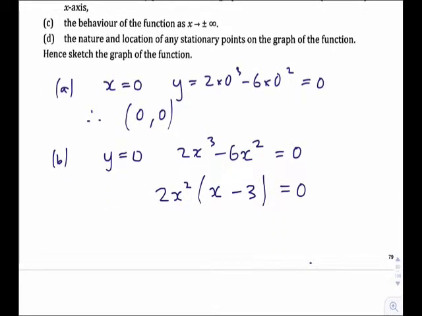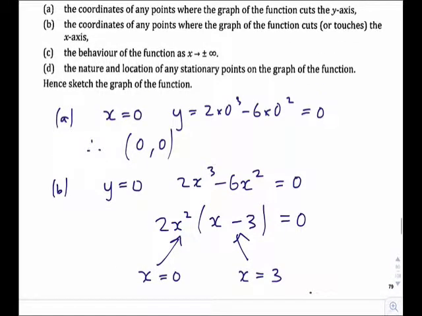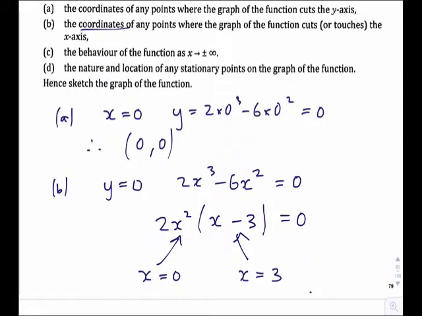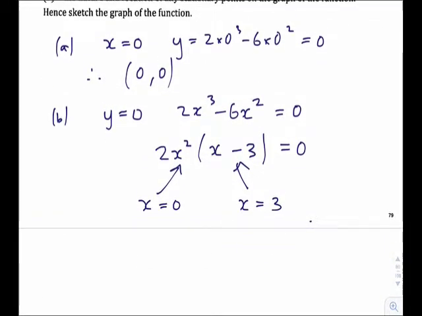So our values of x, 2x squared is equal to 0 when x is equal to 0, and x minus 3 is equal to 0 when x is equal to 3. Alright, so that's what we wanted, the coordinates. So the question is asking us for the coordinates. So I'm going to be good here and say the coordinates are (0, 0), which we got from the last one, and (3, 0). These were x-intercepts. So (0, 0) and (3, 0) are what we're after. C.